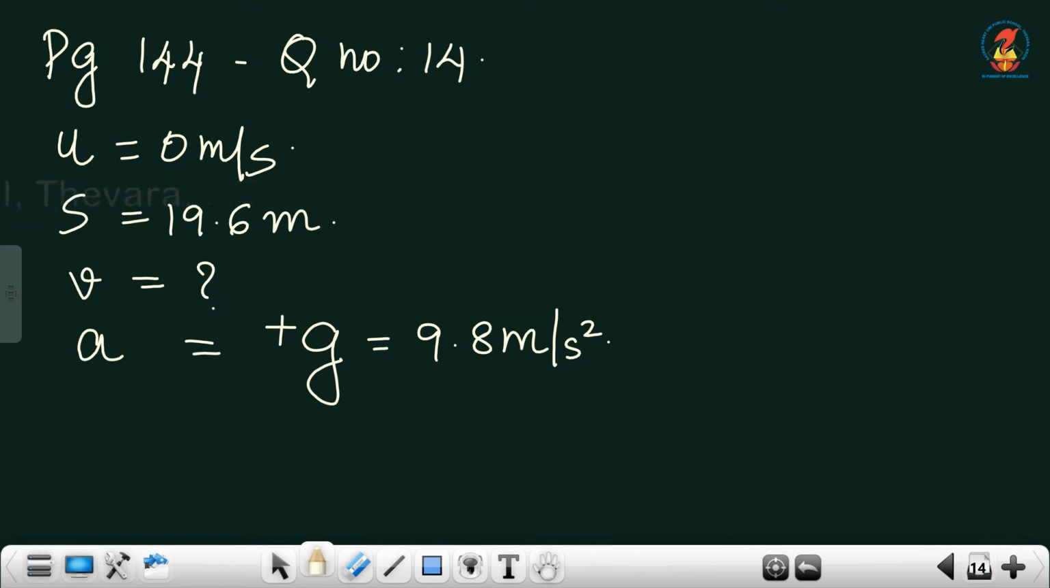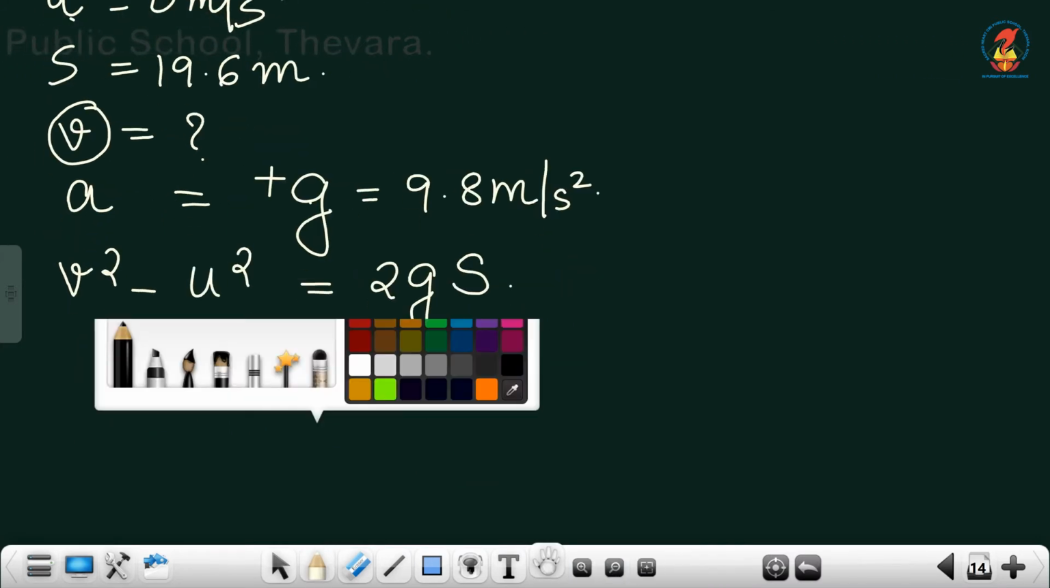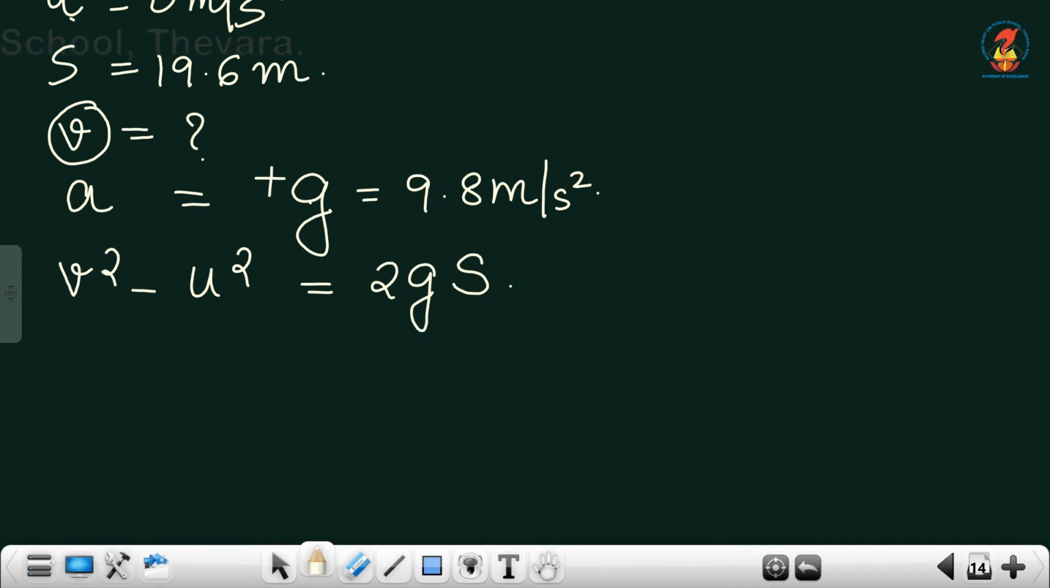And we need to calculate v. We can calculate, so u, s and g are given, you need to calculate v. The equation connecting all these quantities is v square minus u square is equal to 2gs. V is what we need to find, value of u is given, value of g is given and value of s is also given in the question. By substituting the given values, we can easily find v.